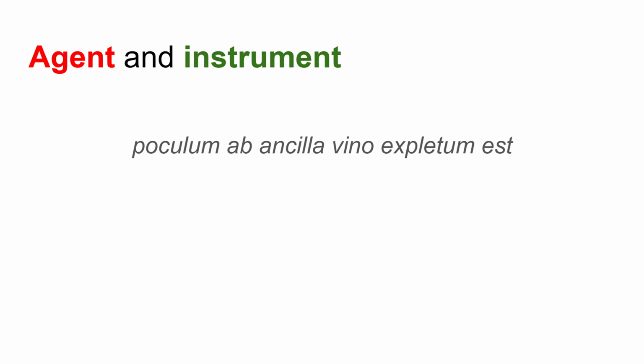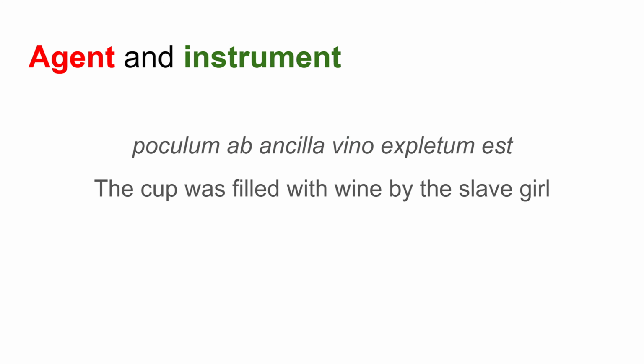Another example, poculum ab ancilla vino explitum est. In this case, I've got ab ancilla. Again, I've got the preposition with the b on the end because ancilla starts with a vowel. So ab ancilla is my agent and vino is my instrument. Now this one isn't a particularly violent sentence, unlike all my others it seems. This one is, the cup was filled with wine by the slave girl. The cup, poculum, was filled, explitum est, with wine, vino, my ablative of instrument, by the slave girl, ab ancilla, my agent.